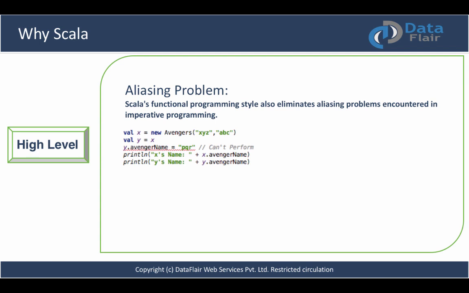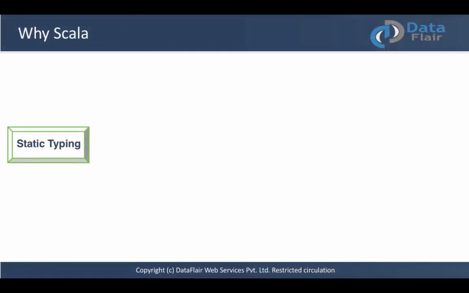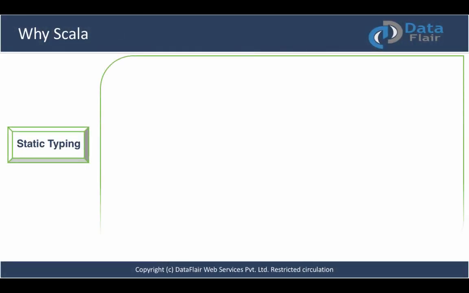You can see this example where we are trying to reassign an already defined value named x, and the compiler is not letting us do that. That's how aliasing is not a problem where we have the immutability concept, meaning in Scala.